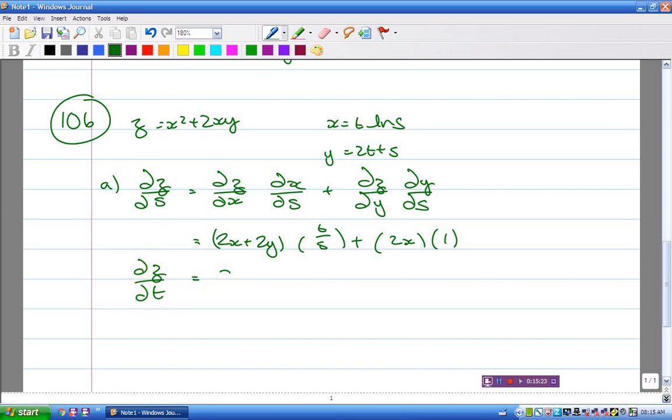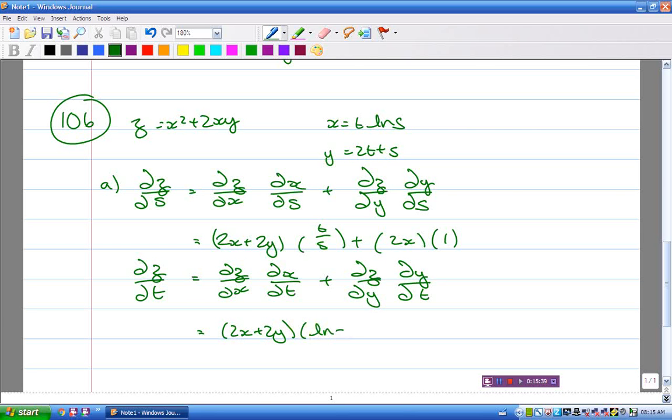Very similar for t. Okay, once again 2x plus 2y, but this time it's ln s. And dz by dy is still 2x, and dy by dt is 2. There's not a lot of tidying up you can do there. I must admit that 2x, the second term in each of them, you don't really need the brackets, and you can turn it into 4x, but there's really not much you can do. So I'd recommend actually just leaving them like this.